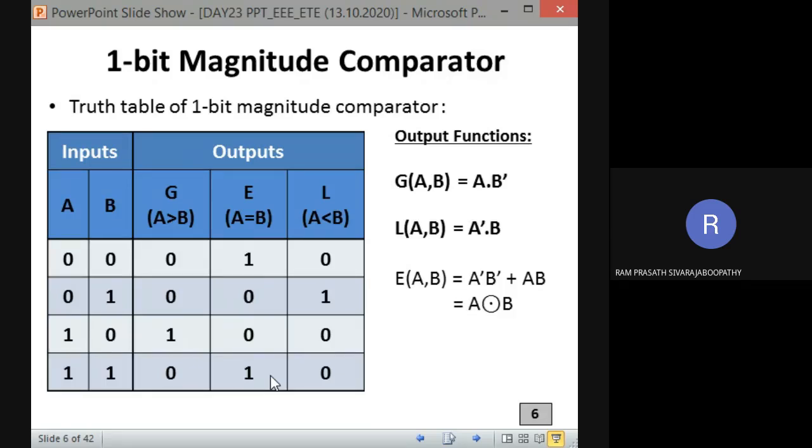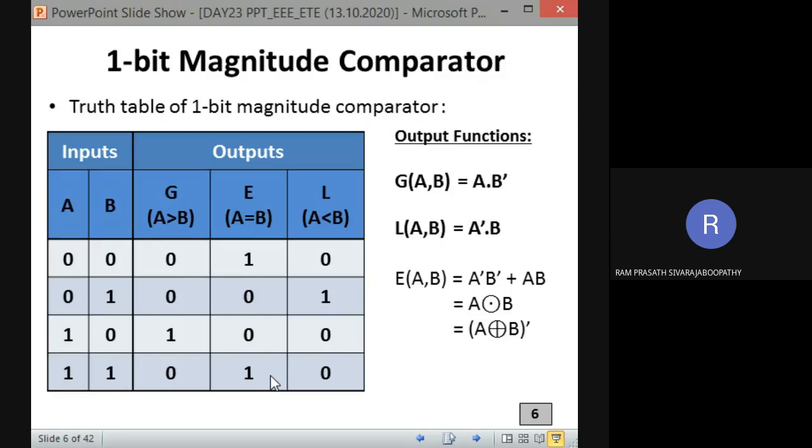How can A XNOR B be written in terms of XOR? A XNOR B in terms of XOR operation, how can I write? What do we need to do to convert XNOR to XOR? Whole bar. Very good. So A XOR B whole bar.